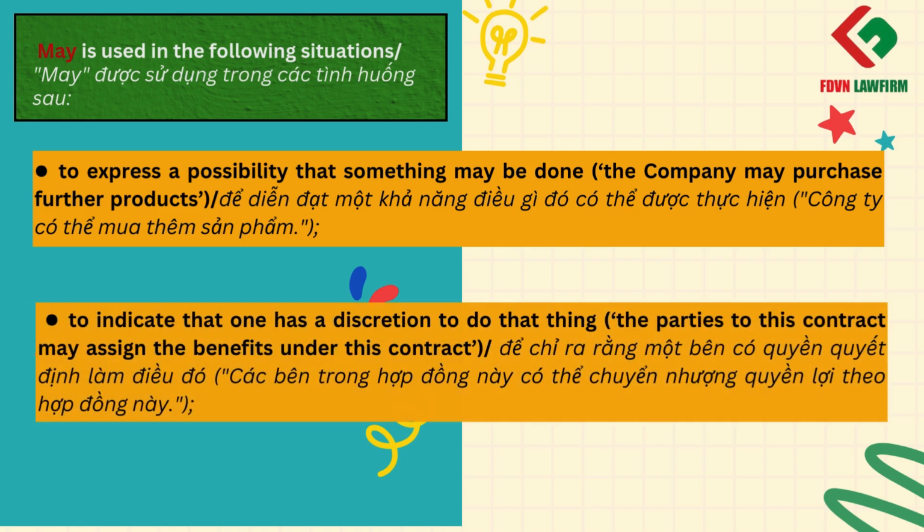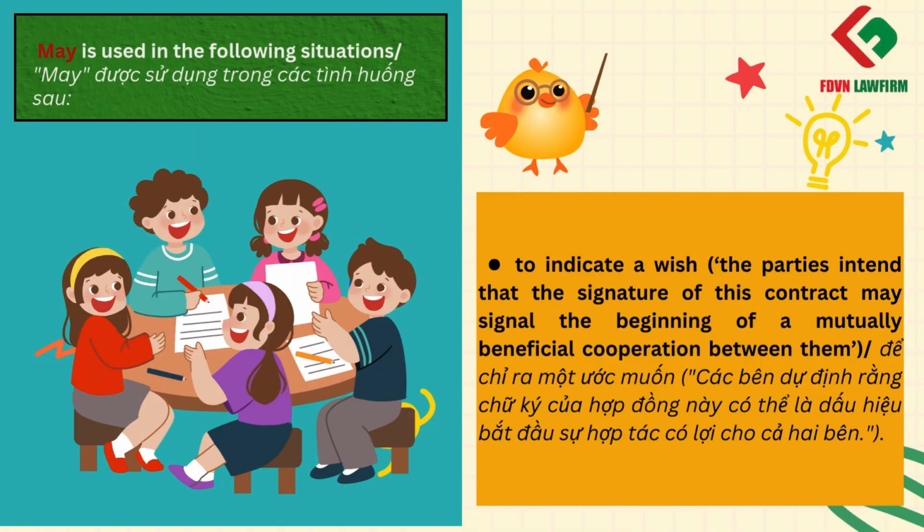To indicate that one has a discretion to do that thing, for example, the parties to this contract may assign the benefits under this contract. To indicate a wish, for example, the parties intend that the signature of this contract may signal the beginning of a mutually beneficial cooperation between them.